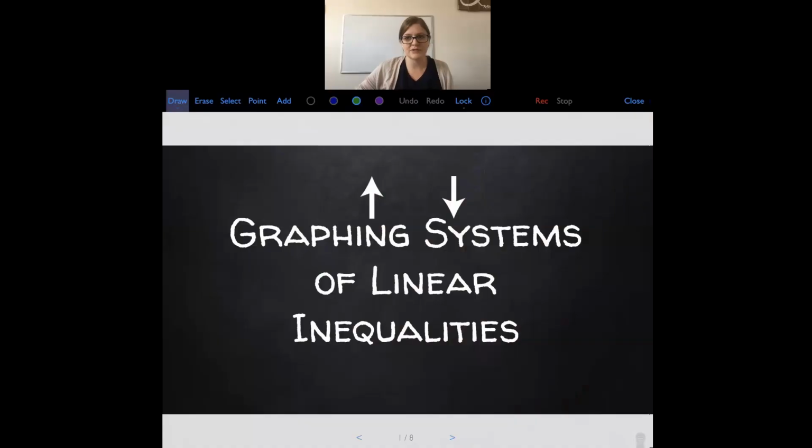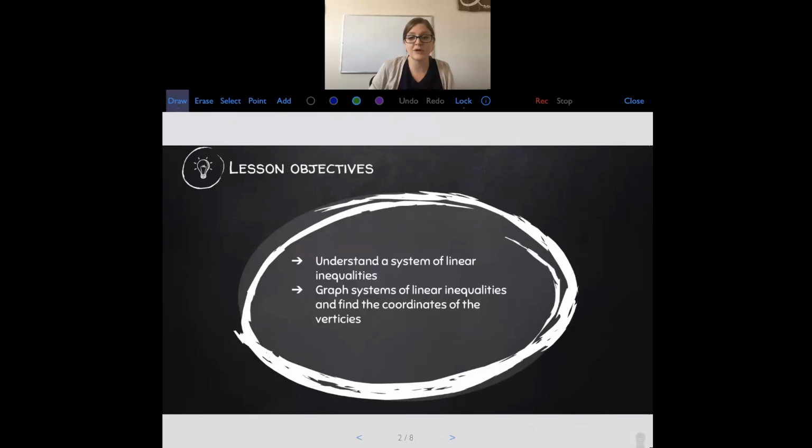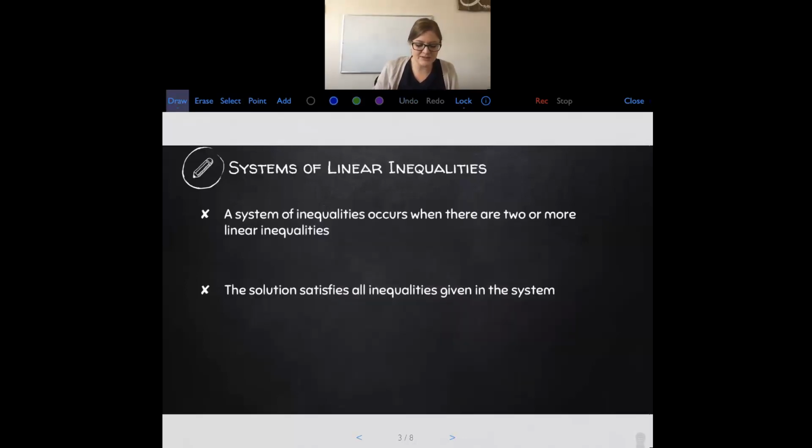In this lesson, we're going to go over graphing systems of linear inequalities. Specifically, we'll understand what a system of linear inequalities is, and then we'll graph the system and find the coordinates of the vertices. Vertices is spelled wrong. Okay, vertices. So, systems of linear inequalities.